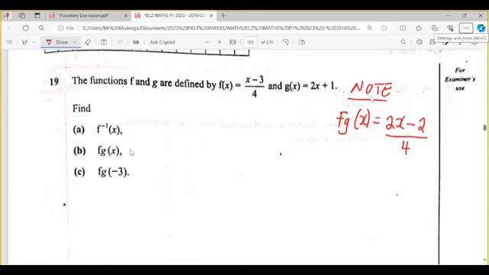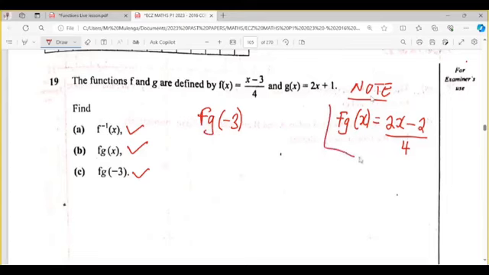All right, guys. So we've answered B. Now we come to C. C is saying find fg of negative 3. This one is a composite function. We have two functions, f and g. You already have the function that you found on top in B. If your answer in B was wrong, even this one will be wrong.